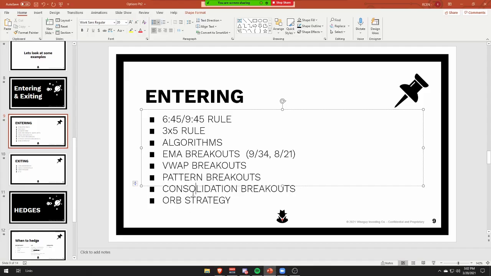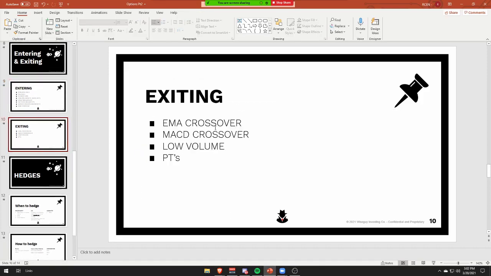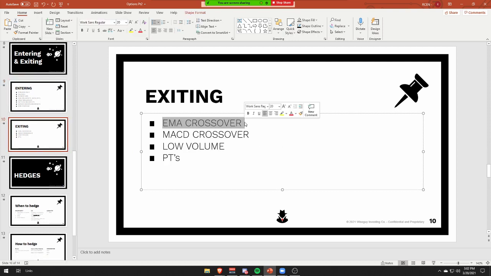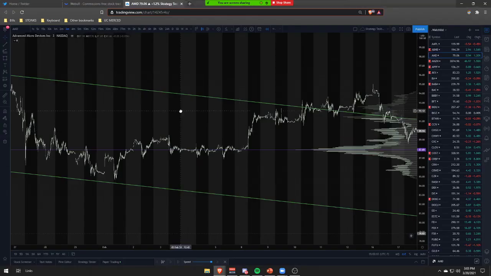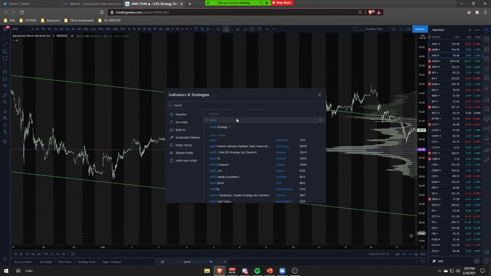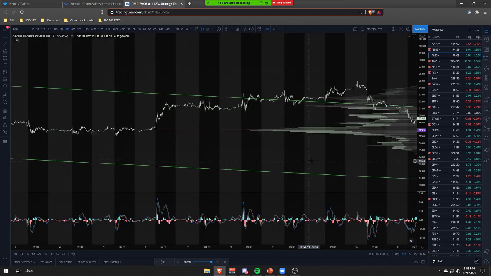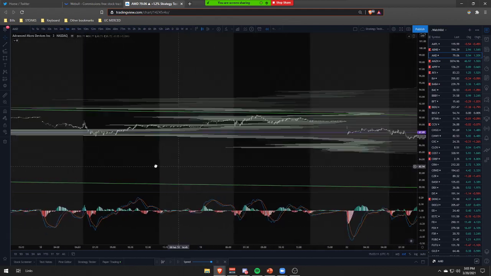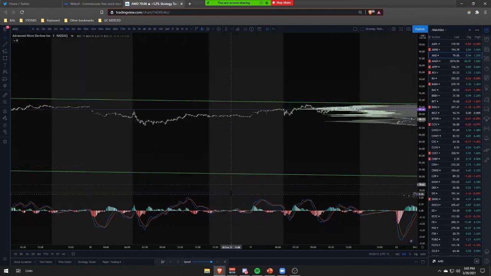All right, we already went over ORB strategy. We'll go over questions later. Exiting, we went over EMA crossovers. MACD crossover is another one, and low volume. So if you add that MACD on here, right? So we know momentum's dying on the MACD itself.